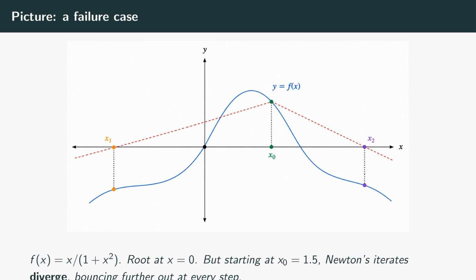Same function, same algorithm, works near 0, diverges from far away. This is what locally fast, globally unreliable looks like in practice. The basin of attraction for x equals 0 under Newton's method applied to this function is the open interval from -1 to +1. Outside that interval, you diverge. There's no warning sign, the formula just runs away. This is why production code doesn't blindly call Newton from any starting point.